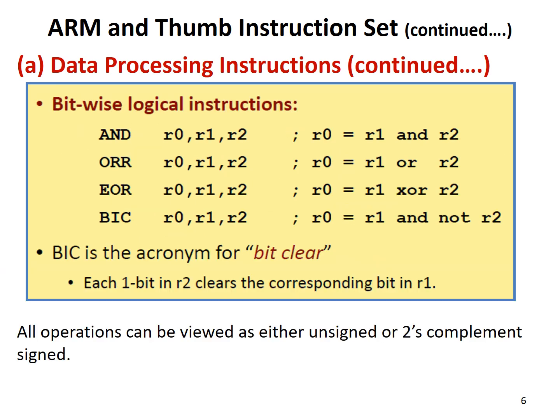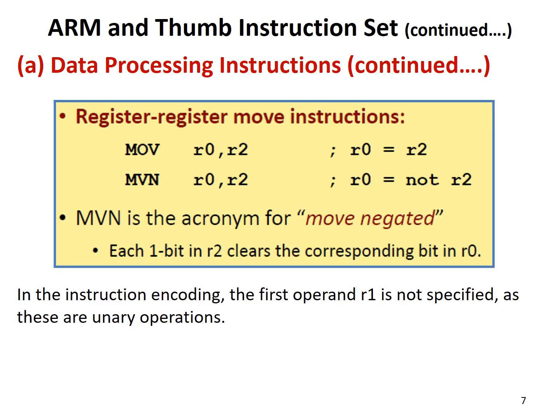Next is the bitwise logical instruction. Here the bitwise AND, OR, XOR and bit clear operations are done and the results are stored in the R0 register. BIC is the bit clear instruction. Next, the register to register move instruction. Here we have move as well as move negated. The content of R2 register is moved to R0. In move negated, the content of R2 is negated and then moved to R0. That is the difference between move and move negated.